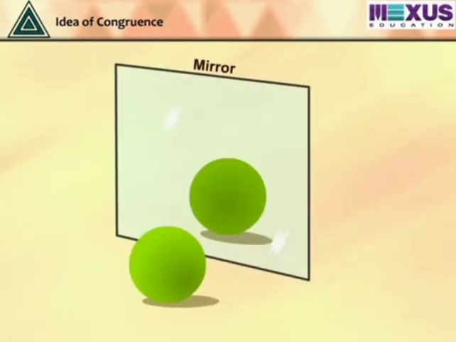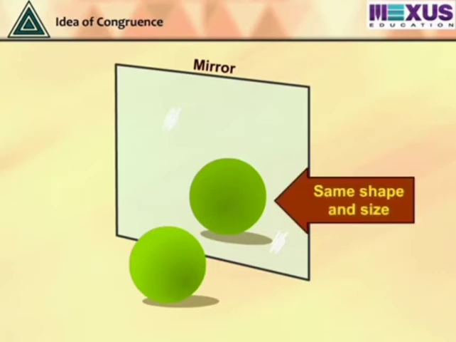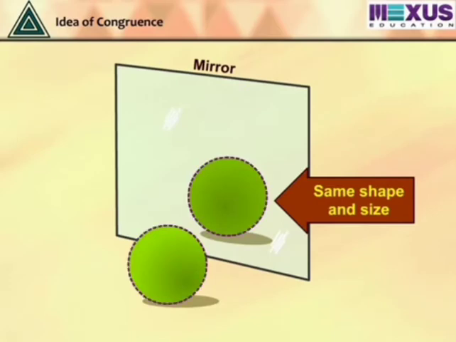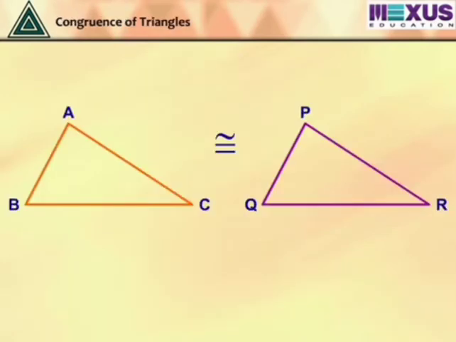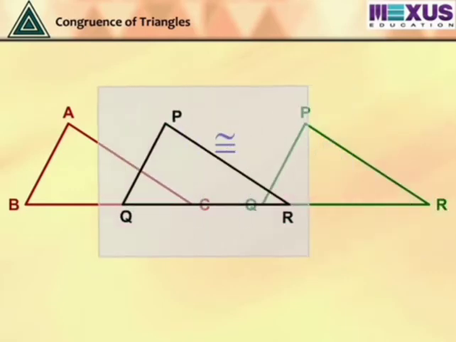In geometry, two figures or objects are congruent if they have the same shape and size, or one has the same shape and size as the mirror image of the other. The relation of two objects being congruent is called congruence. See two triangles. Let's learn when two triangles are said to be congruent. Two triangles are said to be congruent if one of them is a copy of the other. Also, when superposed, they cover each other exactly.